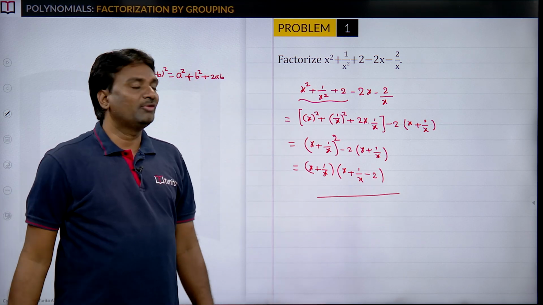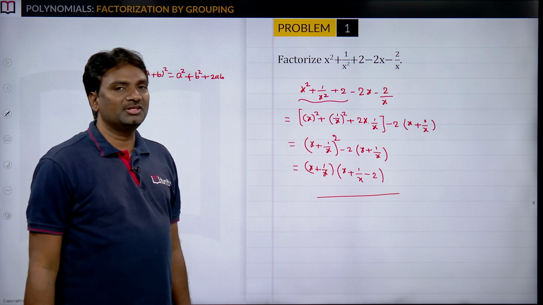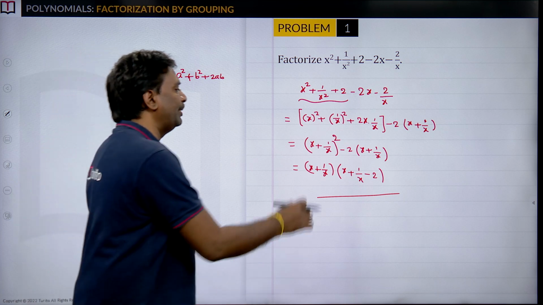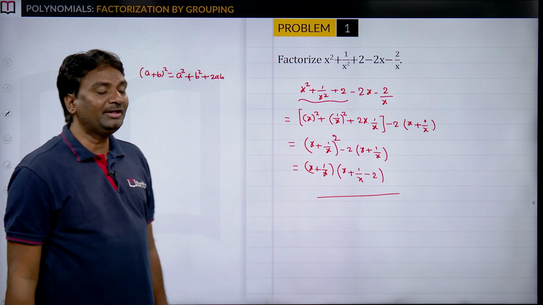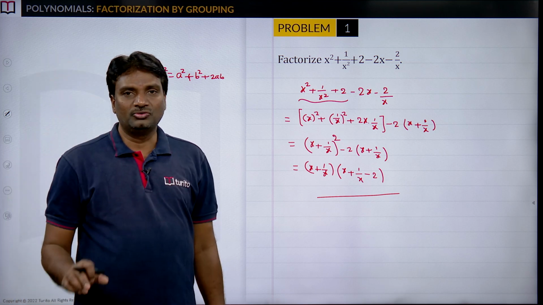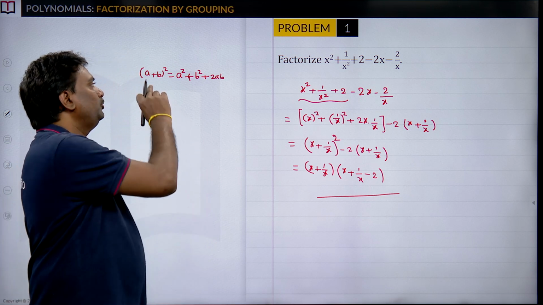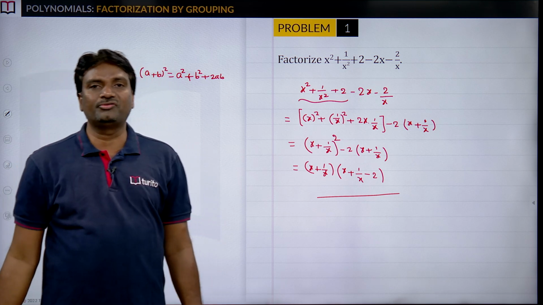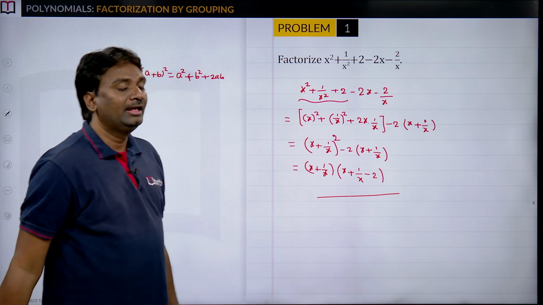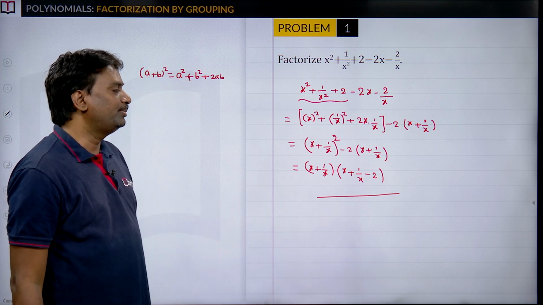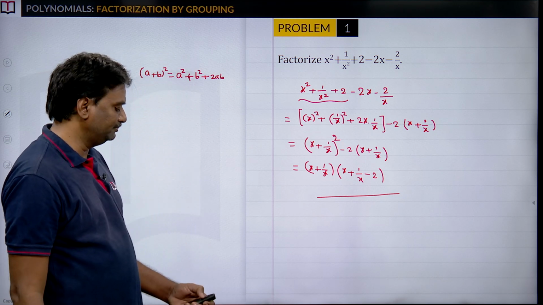So, that is why we can express the given polynomial x square plus 1 by x square plus 2 minus 2x minus 2 by x as x plus 1 by x into x plus 1 by x minus 2. So, take the first 3 terms as one group, last 2 terms as one group. So, you can apply the formula a plus b whole square equal to a square plus 2ab plus b square. So, finally, we got x plus 1 by x into x plus 1 by x minus 2. So, hope you understood. Next problem.